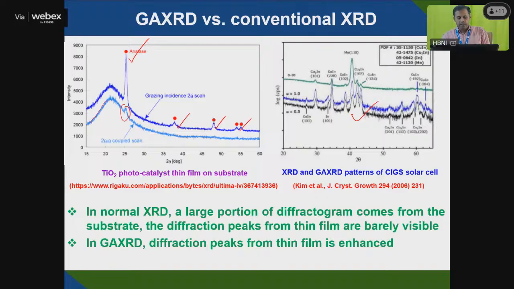In normal XRD, a large proportion of the diffractogram comes from the substrate. But in grazing angle XRD, the diffraction comes only from a small area, from the top surface. So it takes a little more time, and you need a highly sensitive detector to detect that.